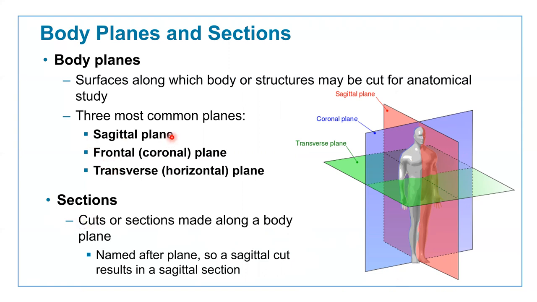So a sagittal plane makes a sagittal cut. A frontal plane makes a frontal cut. A transverse plane makes a transverse cut. Now, when you make those cuts, you produce sections, and sections have the same name. It might be a little bit different because we have sagittal and parasagittal sections. But you can have a sagittal section, frontal or coronal section, and transverse, horizontal, or cross section. This one has three names.